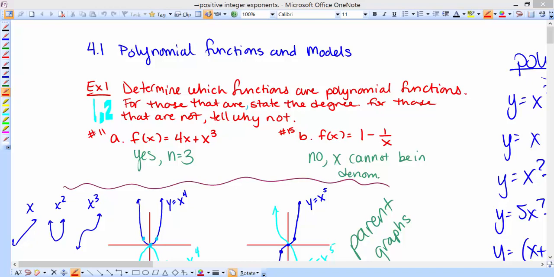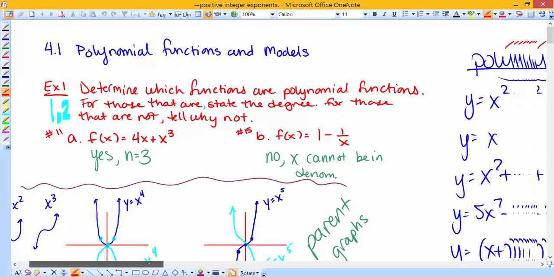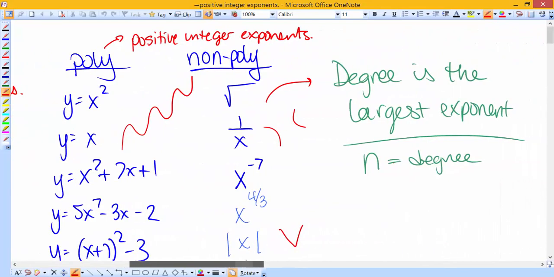So in order to do example 1, where it's asking you to identify if a function is a polynomial or not, and then state its degree, we do need to talk about what is a polynomial. So a polynomial is a function that consists of many terms that have all positive integer exponents, and their graph must be smooth and continuous.